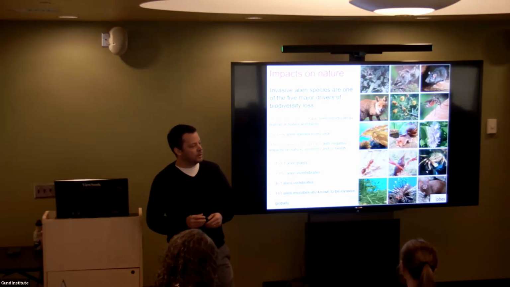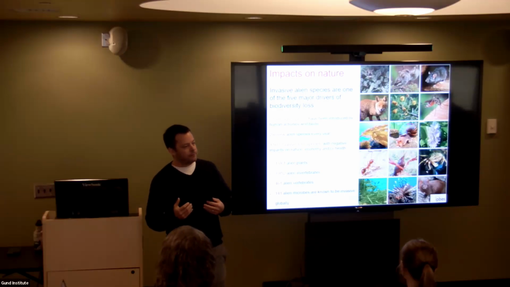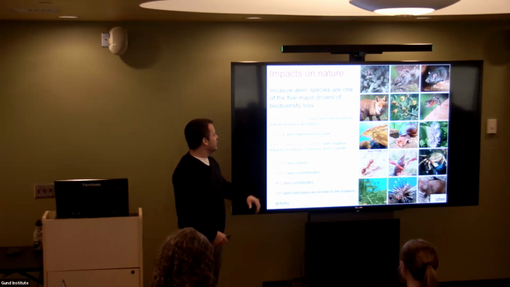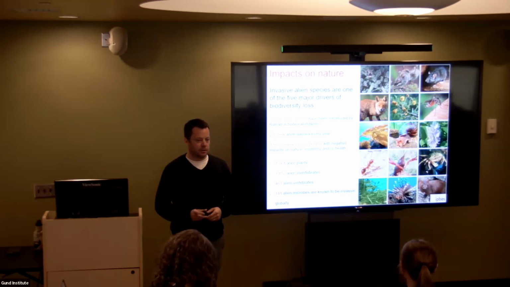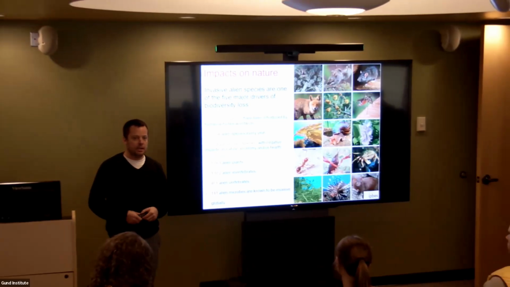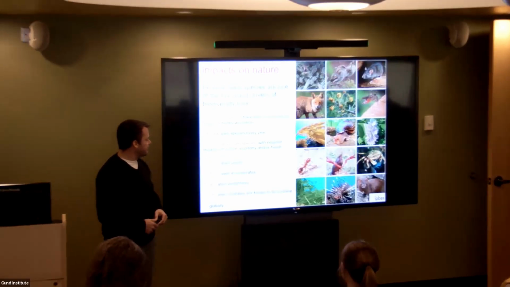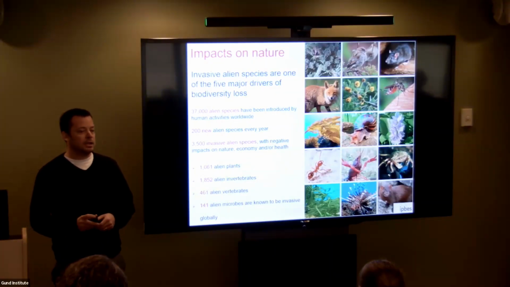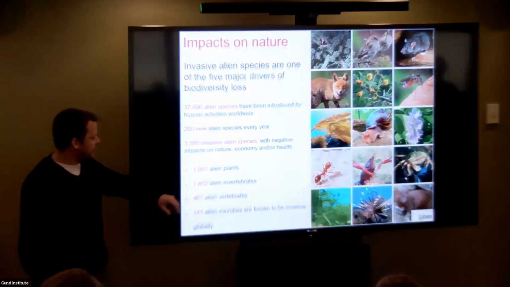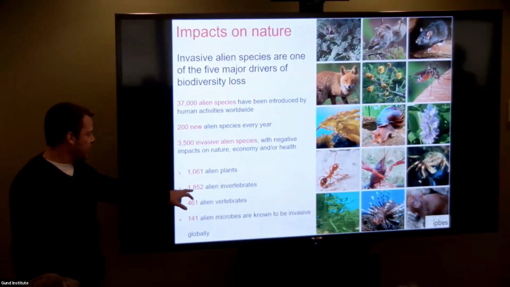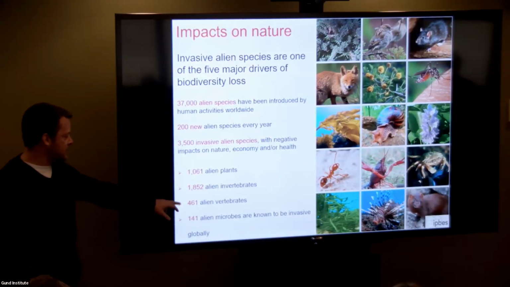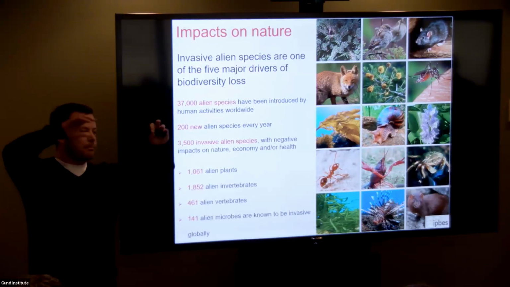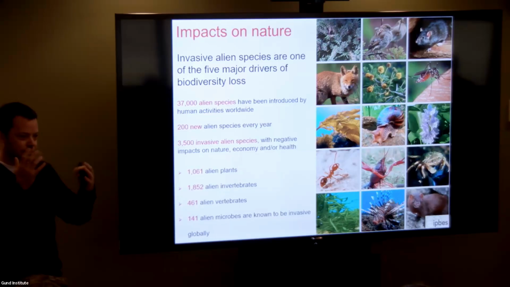Impacts on nature: these invasive species are one of the five worst drivers of biodiversity loss. 37,000 alien species have been recorded, with 200 new species every year. 3,500 invasive alien species have negative impacts on economy, nature, or health. From those, 1,000 are plants, 1,852 are invertebrates, 461 are vertebrates, and 141 are microbes. And when they say microbes, it's everything from mycorrhizae to any kind of microbe.